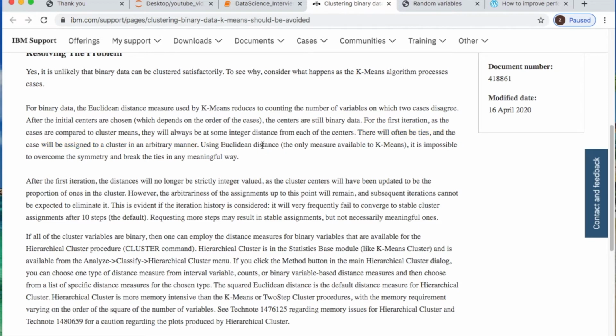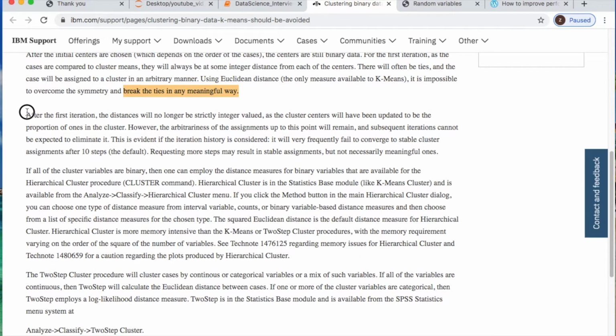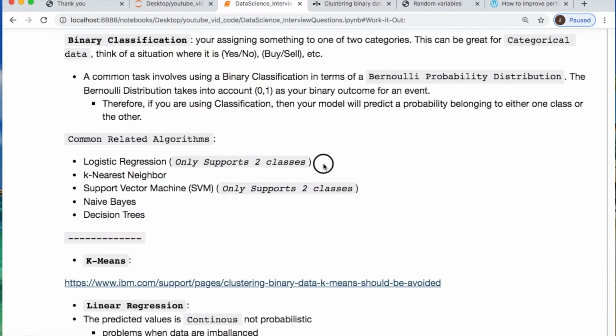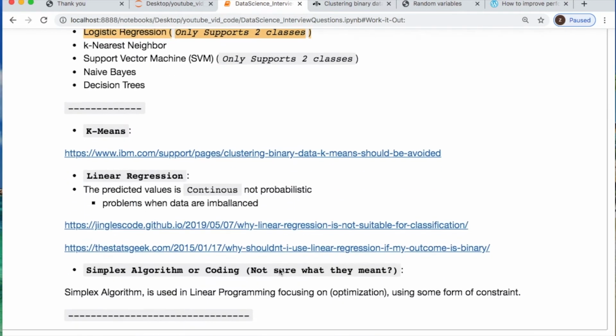And since you're using a Euclidean distance with k-means, you have an issue where your data isn't able to meaningfully break up any ties between distances to classify which cluster your data are going into, because you have a 1 and a 0, right? So it specifically says right here, you're ending up with an iteration that's no longer strictly an integer value. And so you're going to have issues determining, like I said, what cluster goes where. So in the gist of it, logistic regression is what you want to think of.